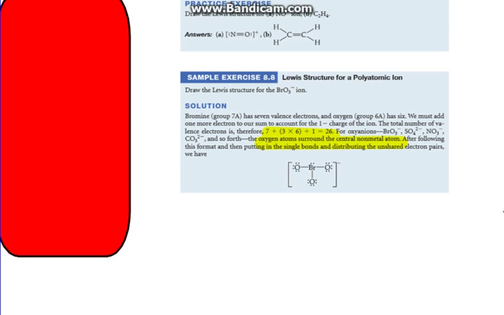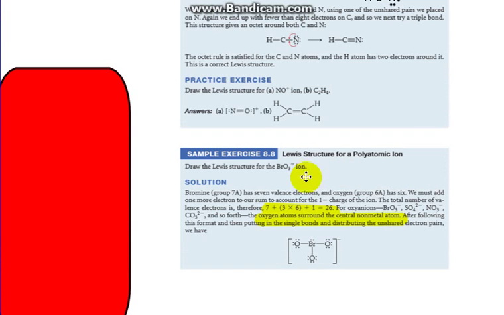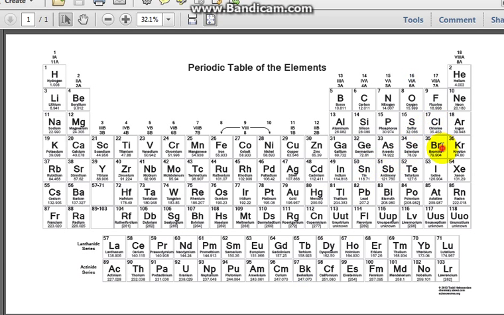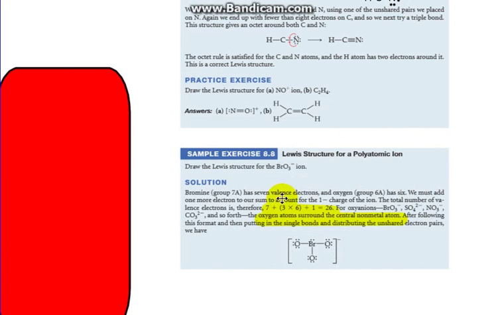All right. Another example here. BrO3 negative. The negative, of course, means I gain an electron. So bromine, of course, is group 7 right here. Oxygen is group 6, so it has 6. So we have 1 bromine, 7. And we have 3 oxygens, 3 times 6. And then add 1 more electron for that negative charge. So add it on there. That gives me a total of 26 electrons to place around.